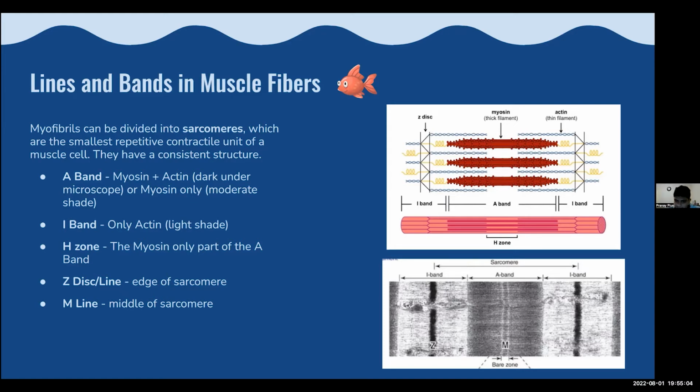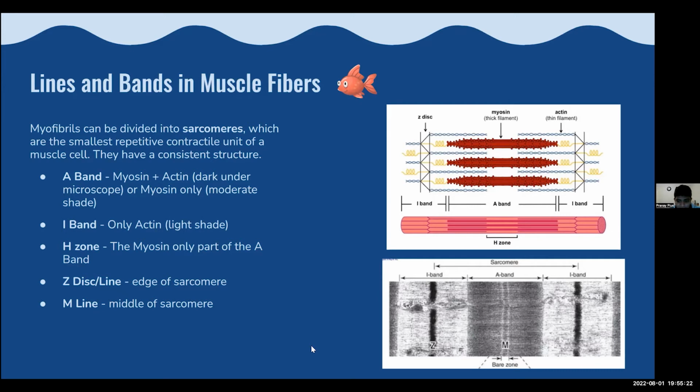In the first image, you can see there's no overlap at one point, and that's going to be your H zone. Your Z disc or Z line is going to be the edge of the sarcomere, and the M line is the middle of the sarcomere. I think it's more clearly represented in the bottom image.